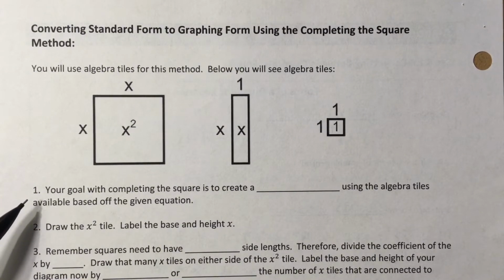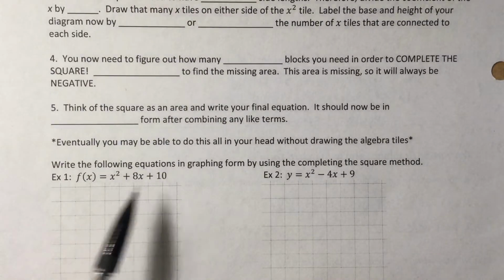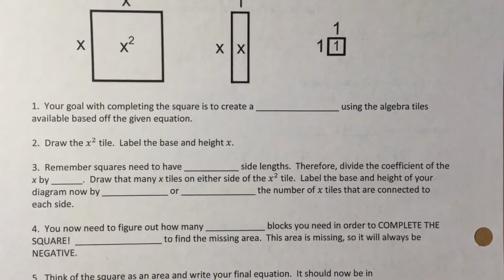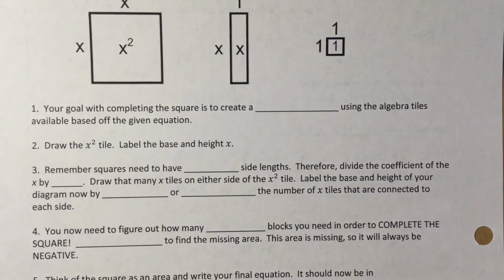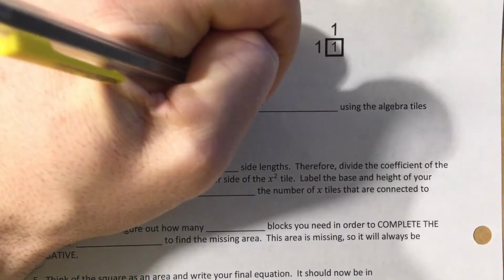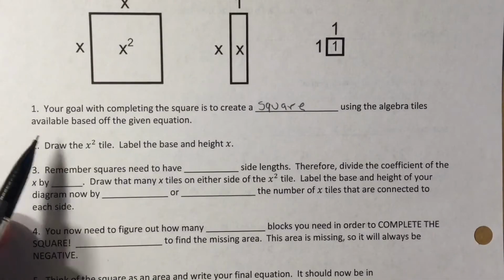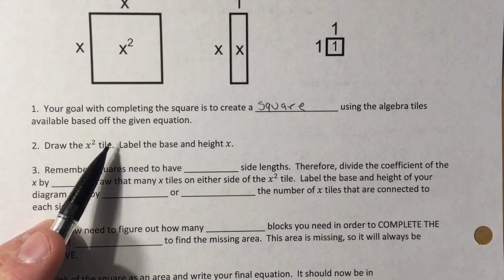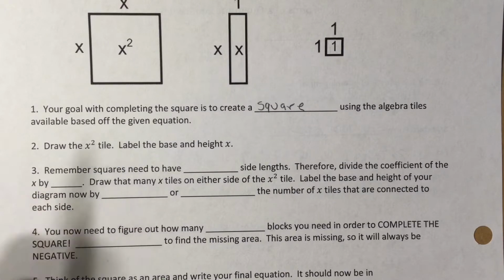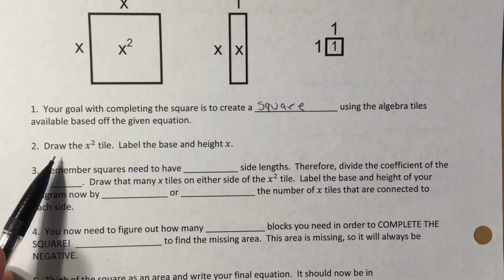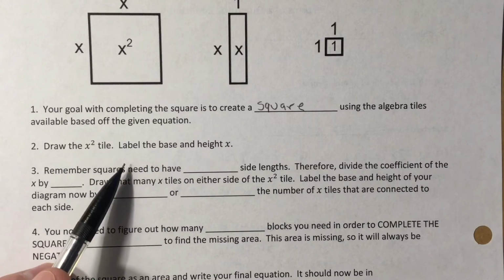So here are your steps to going from standard form. If you look at example 1, there's an equation in standard form. We want to get it into graphing form. Here are our steps. Your goal with completing the square is to create a square using the algebra tiles based off of the given equation. Okay, so it seems pretty straightforward. So step 1, you're going to draw the x squared tile and label the base and height x.